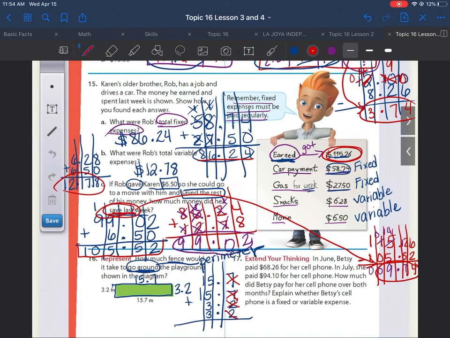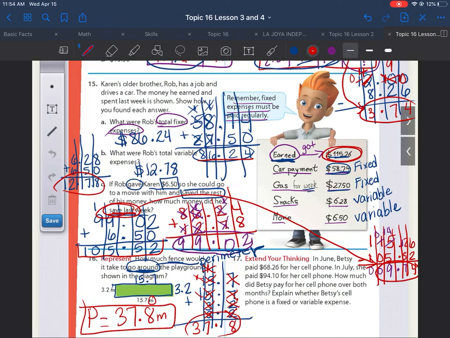7 and 7 is 14. 15, 16, 17, 18. We regroup. 5 plus 5 is 10. And 1, 11. And 3, 14. And 3, 17. 1, 2, and 3. So my perimeter is 37.8, and we're talking about M, which is meters.